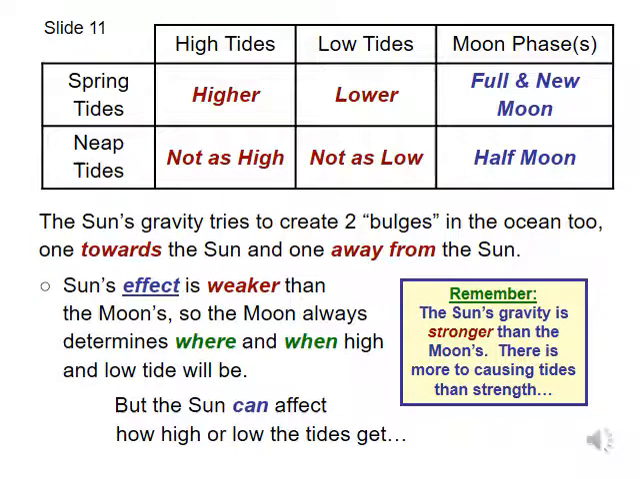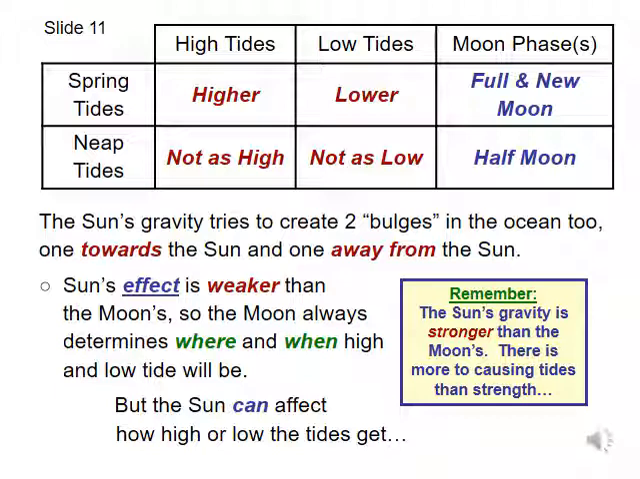Slide 11. Spring tides and neap tides. Recall that spring tide conditions are when the tidal range is large, high tides are very high and low tides are very low, and that spring tides are strongest at new moon and full moon. Neap tide conditions are when the tidal range is small, high tides are not very high, and low tides are not very low, and that this pattern is strongest during half moons.